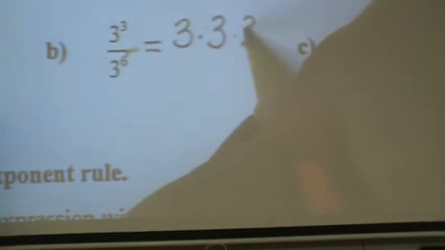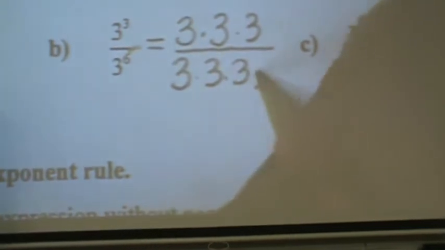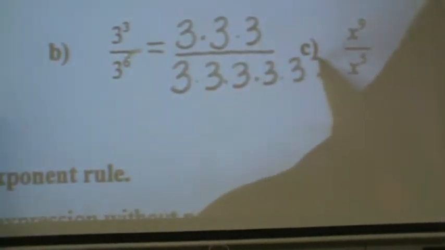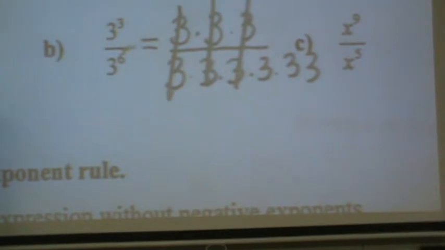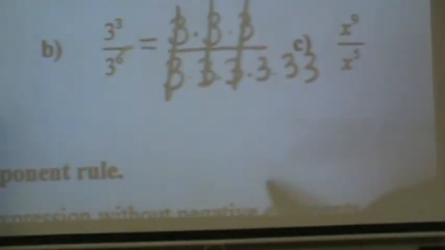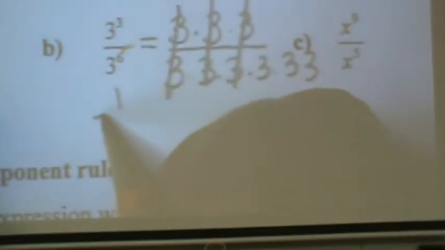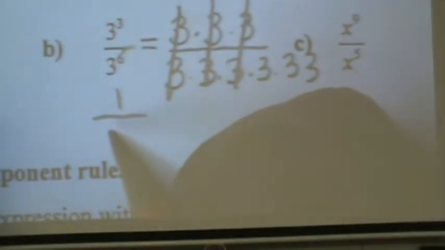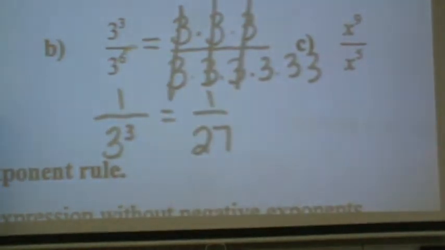I'm gonna stretch this one out. This one says 3 times 3 times 3, and the bottom says 3, 3, 3, 3, 3, and another one. Did you get the 3s out? Yes, these cancel out. So what's left? 3 to the 3rd. Now, where is 3 to the 3rd? Do you see it in the numerator or in the denominator? So you have to put a placeholder. The placeholder's 1. Another name for that is 1 over 27.